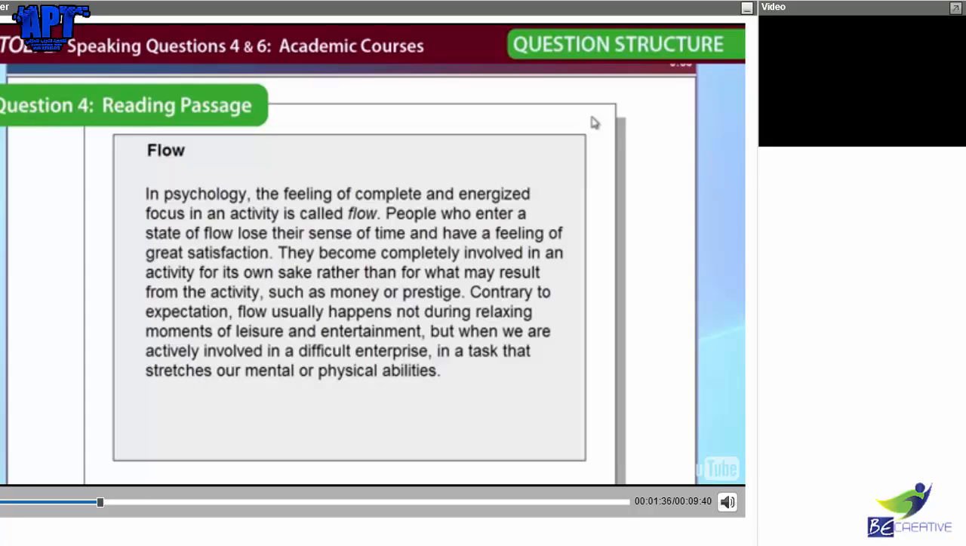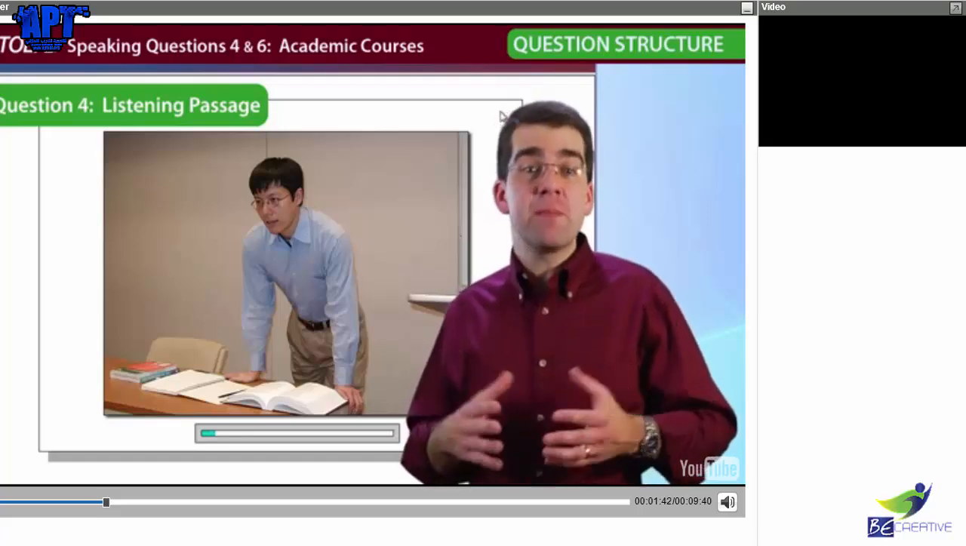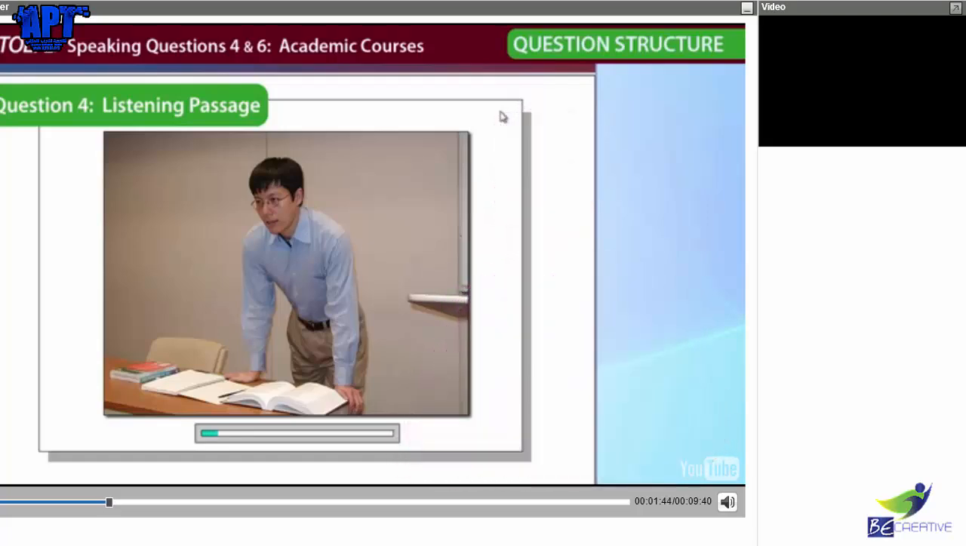In this example, the passage is about flow. The listening passage will be from part of a lecture about the same topic as the reading passage. I think this will help you get a picture of what your textbook is describing.